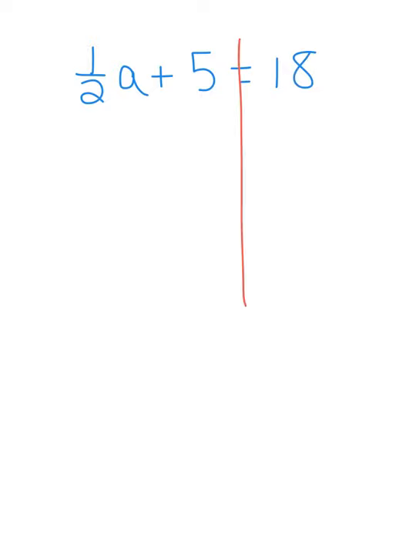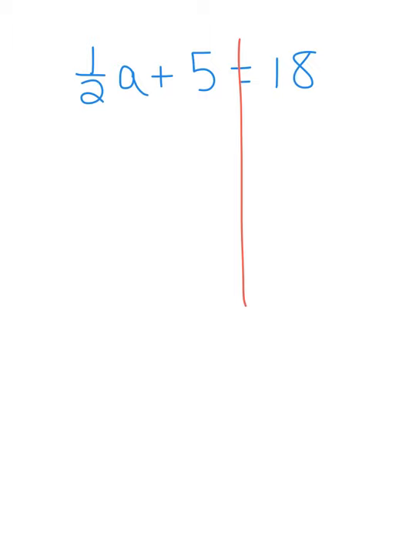We have 1/2 a plus 5 equals 18. Again, step 1, let's draw the line down the equal sign. Step 2 is going to be change all subtraction to addition. We don't have any. Step 3 is going to be apply the distributive property. I don't have any. Step 4 is going to be combine any like terms. We don't have any. We got to start moving.